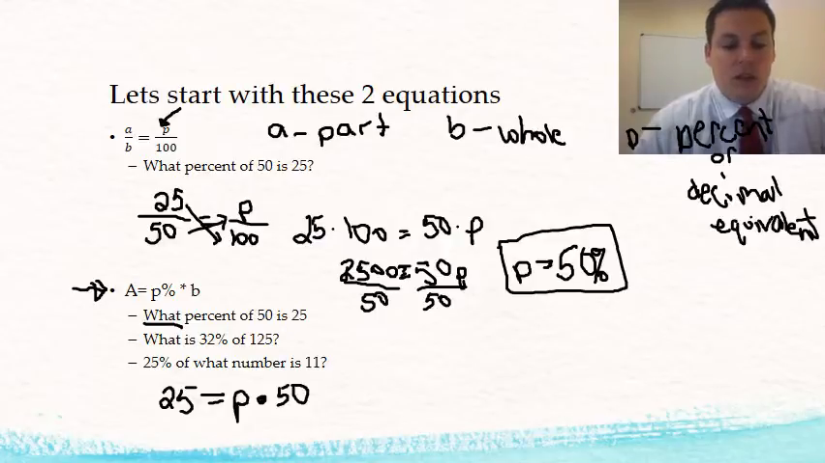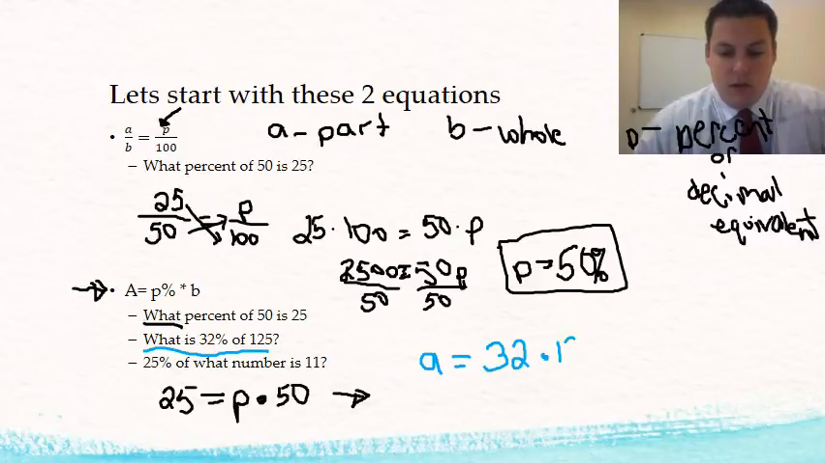What is 32% of 125? In this case, what is 32% of 125? So if we're finding of 125, that means 125 is the whole. So here, let me change colors so we can distinguish. What is 32% of 125? We would write that as the part is what we're trying to find because we're given the percent and we are given the whole.